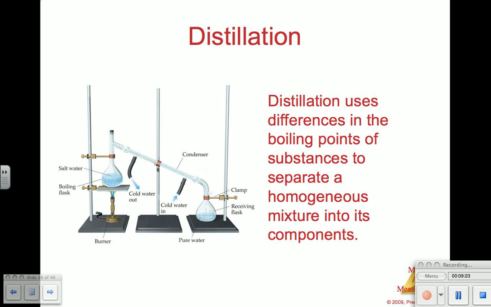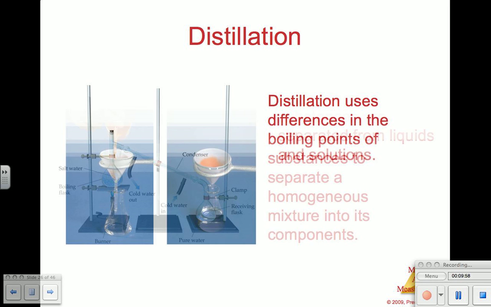So one form of separation is distillation. When you distill something, different substances have different boiling points. The example in the image here is you have a boiling flask, you have some salt water. What's going to happen is the water is going to boil off and you're going to condense it down, and you're going to have pure water down in the receiving flask, and the salt will be left behind because salt has a boiling point of something like 2,000 degrees Celsius, where water has a boiling point of about 100 degrees Celsius. So it allows you to separate homogeneous mixtures through distillation.